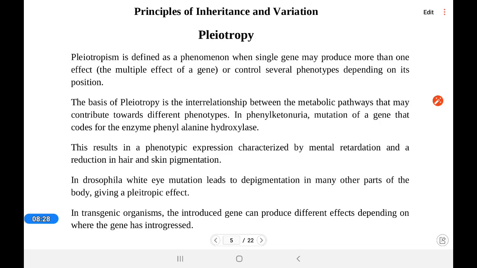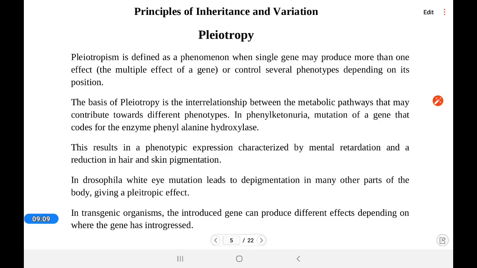You know that this kind of situation is there. Suppose in the case of phenylketonuria, that one disease, the phenotypic expression is mental retardation, as well as hair and skin pigmentation. In the case of Drosophila also we know. So it means that one gene shows more than one phenotypic expression. Phenotypic expression, I think you can understand.